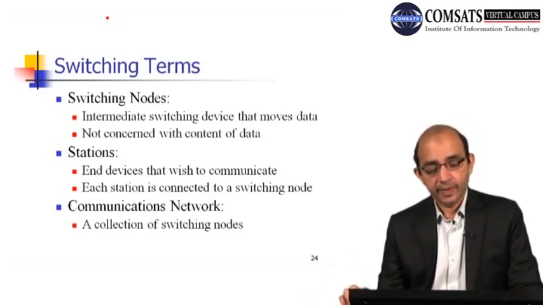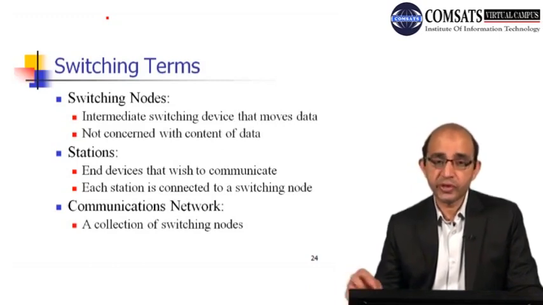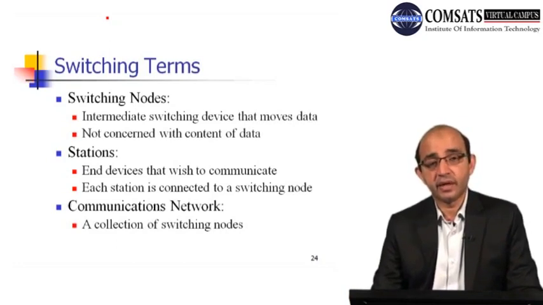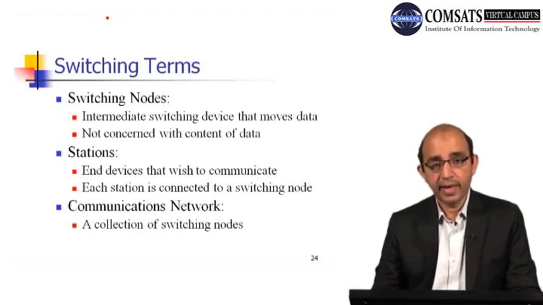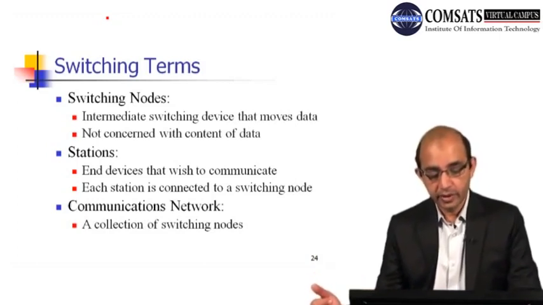So the functionality of that switching device is to switch data or switch packets, right? But it is not interested in the content of the data, right? And then we should have an idea about the stations. Stations are end devices that are always ready to communicate, right? And each station is connected to a switching node.